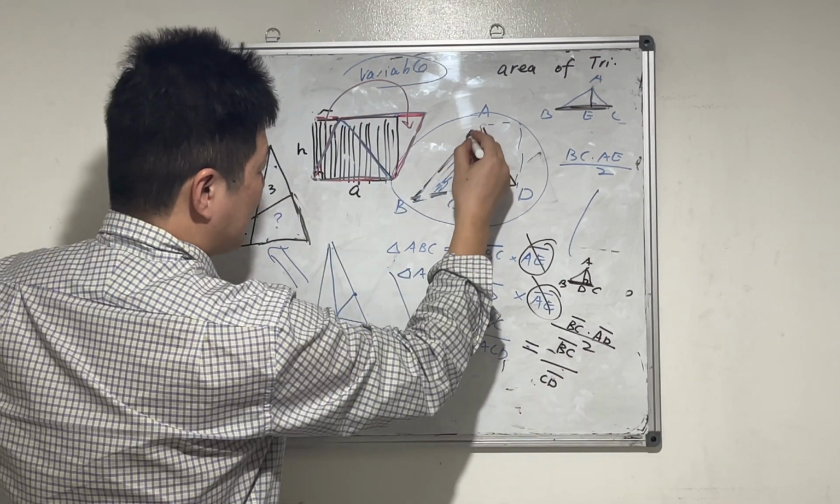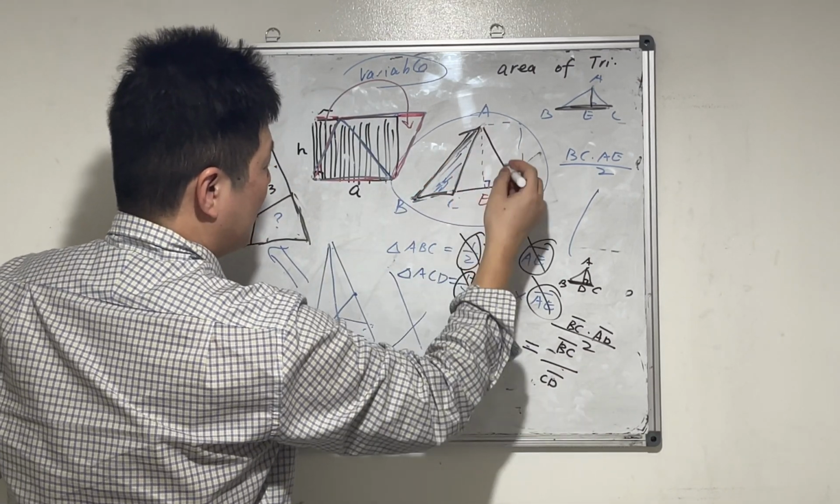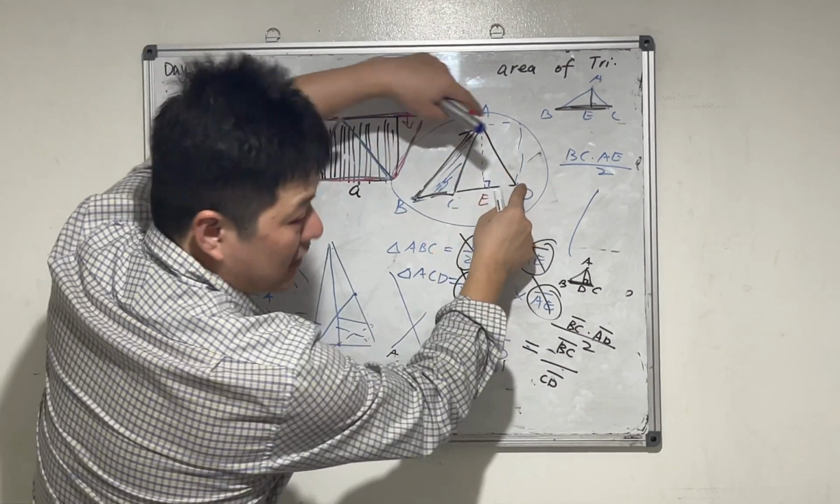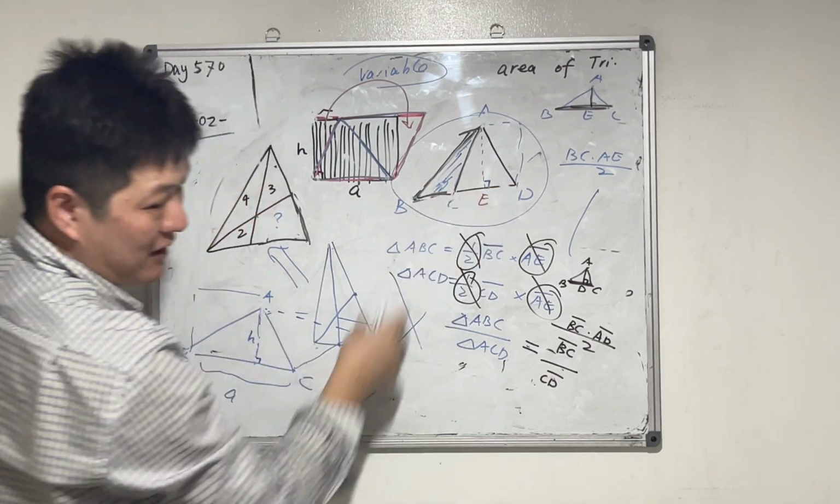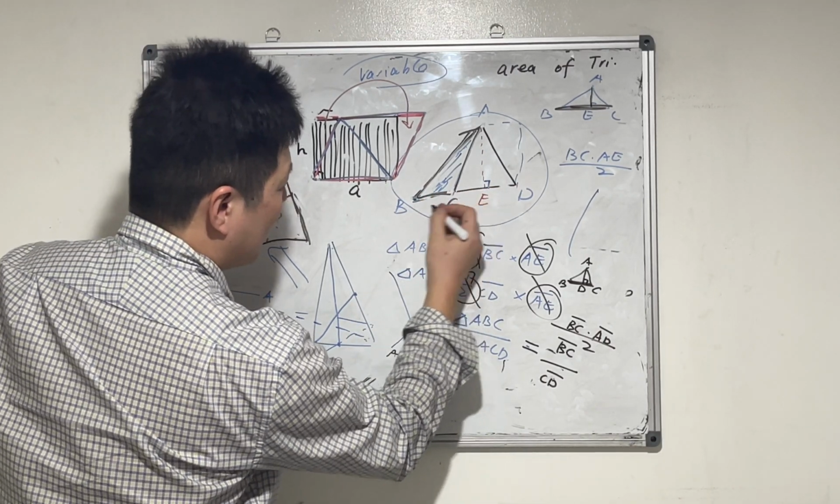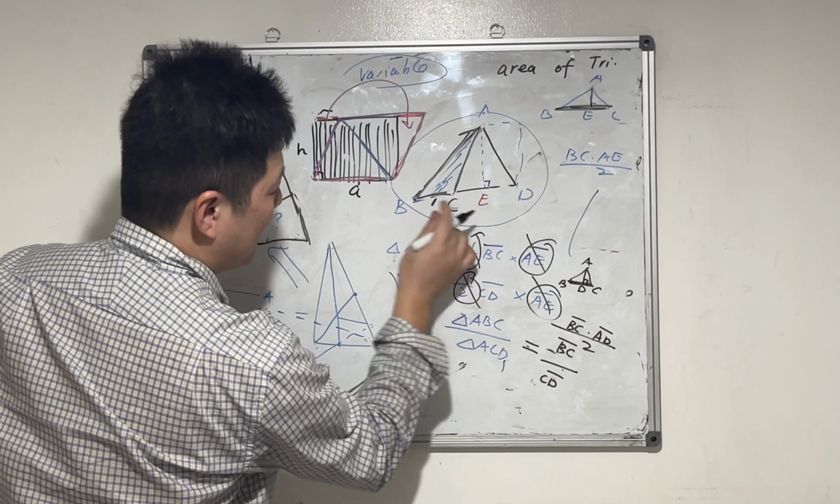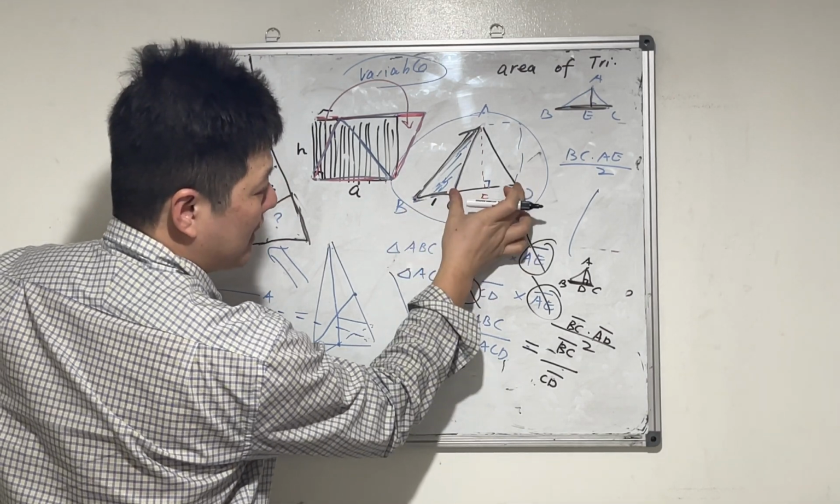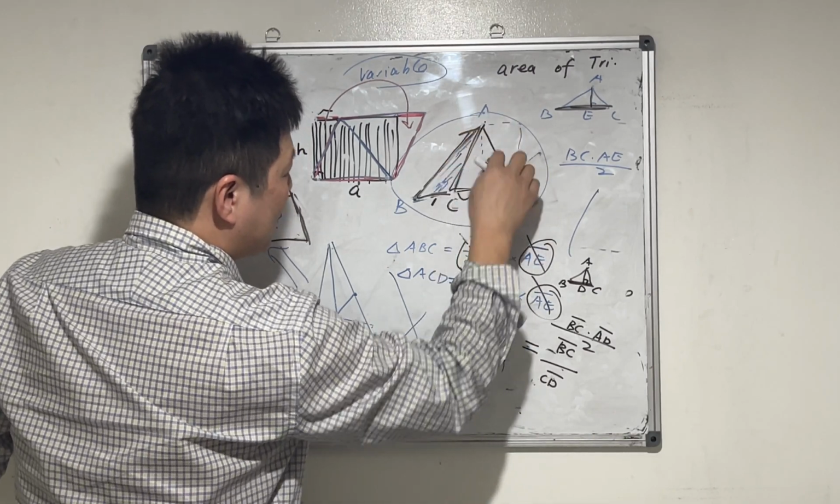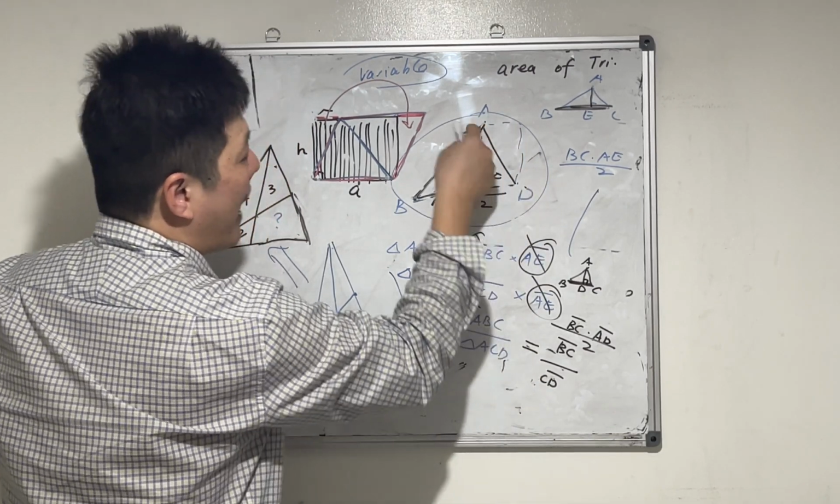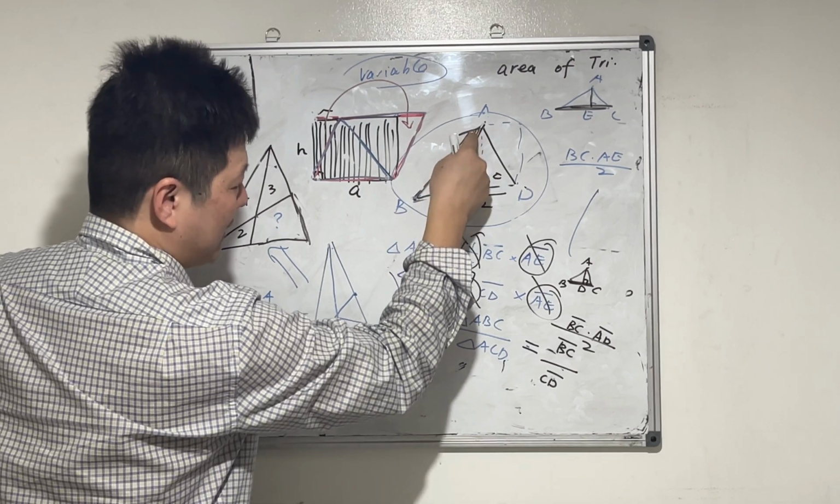The size of ABC divided by the size of ACD, two triangles, is the same as BC divided by CD. If I tell you this size BC is 1, and here CD is 2, the area of ACD, this triangle on the right, is twice as big as ABC.